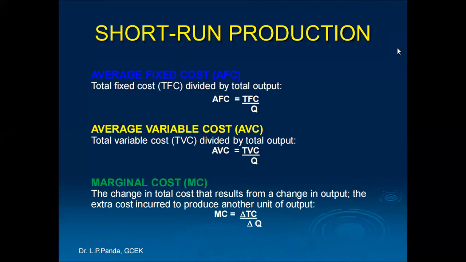Now, some basics for business and economics. The average fixed cost can be found by dividing total fixed cost by the quantity, and average variable cost is also found by dividing by Q. Q is the actual output, or number of units produced. And what is marginal cost? It is the change in total cost that results from a change in output, the extra cost incurred to produce another unit of output. So marginal cost MC equals the differentiation of total cost with respect to units.